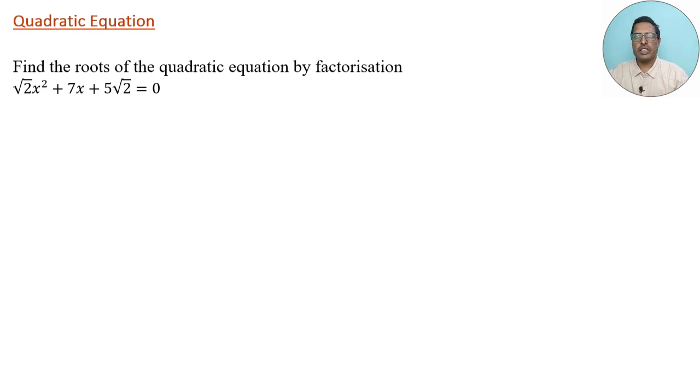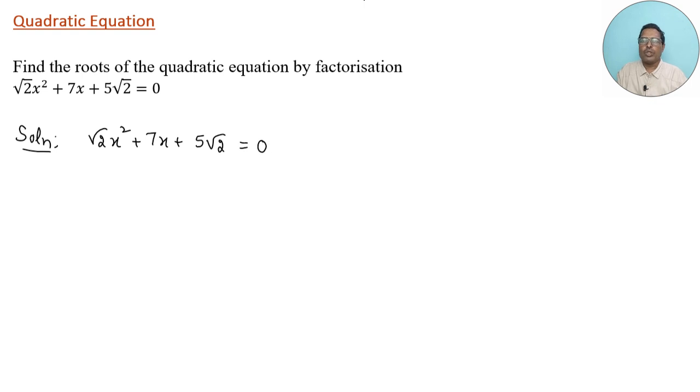Let's get started. The question is: find the roots of the quadratic equation by factorization. The equation is root 2 x square plus 7x plus 5 root 2. So let's start the solution. So we have root 2 x square plus 7x plus 5 root 2 is equal to 0. So now the question is how to solve this one.